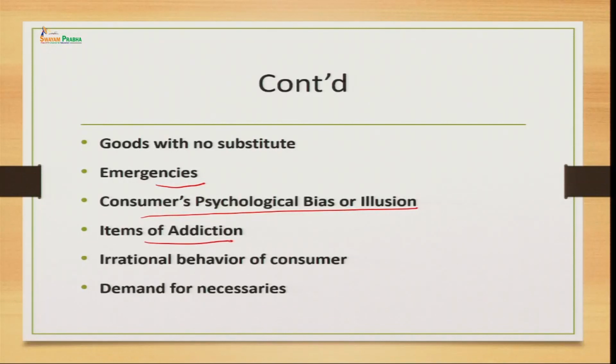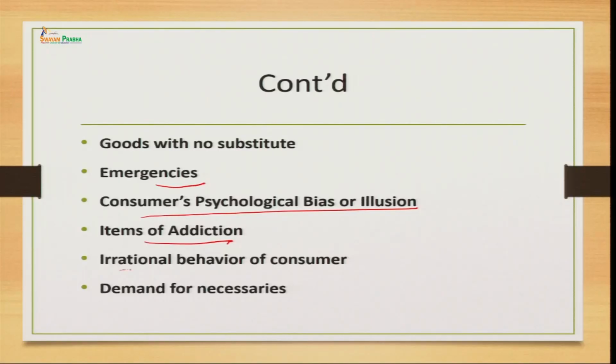Items of addiction. Items of addiction are those items which people want to have irrespective of the price. Even if the prices go up they will demand it, and because of this reason the government charges more taxes on these items, because they are of an addictive nature. Even if the government adds more to the price in terms of taxes, people will buy them. So, items of addiction are such items where again the law of demand will not work.